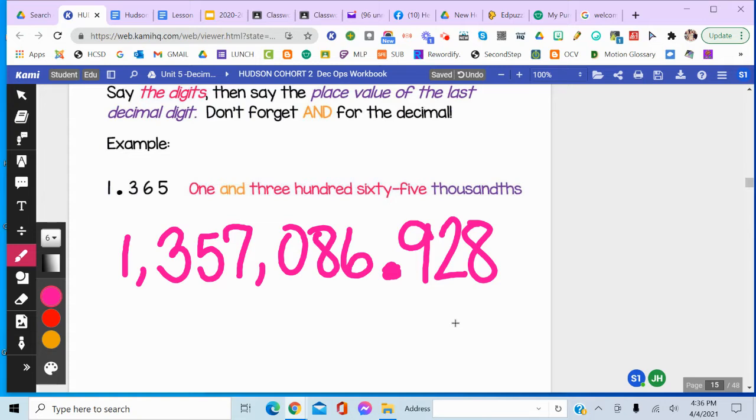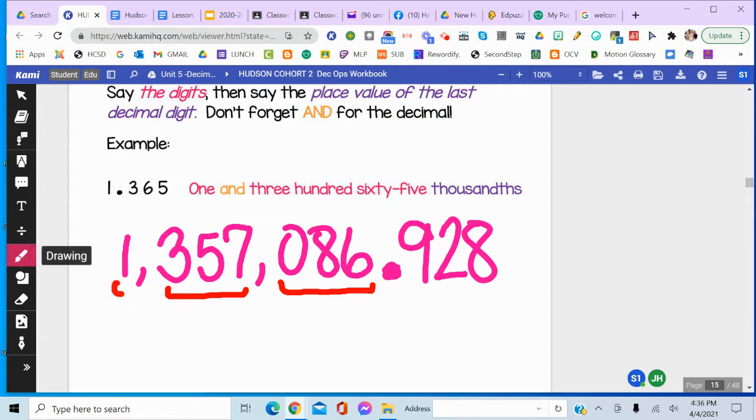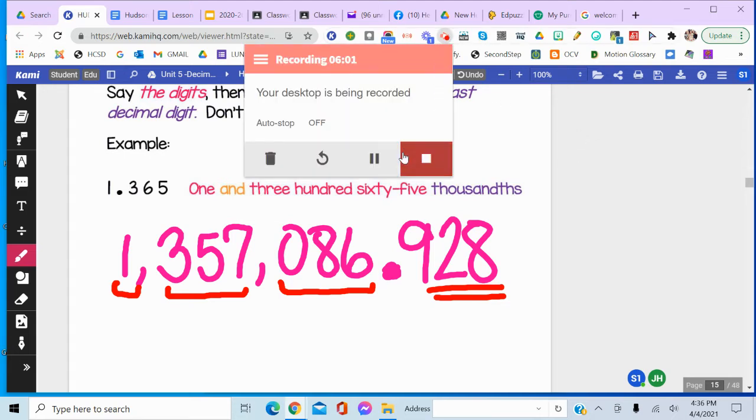I want you to look at the number. Remember that on the whole number side, each period is how we're going to break up that number. And then you're going to say the number on the decimal side and name it after the last digit's place value. And don't forget the "and." So I'm going to pause my video. You're going to pause yours, write it, and then unpause to see how you did.